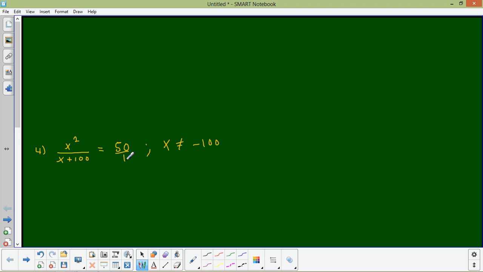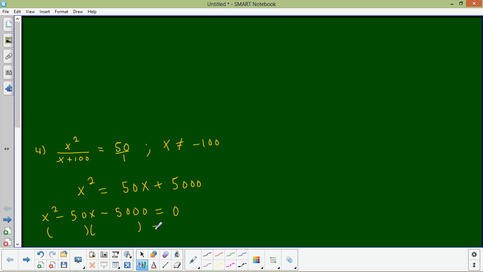I'm going to think of this as 50 over 1, and then you recognize it as a proportion. So when we cross multiply to solve the proportion, we get x squared equals 50x plus 5,000. Right? Now, from there, standard procedure, get one side to 0. So it's x squared minus 50x minus 5,000 equals 0.